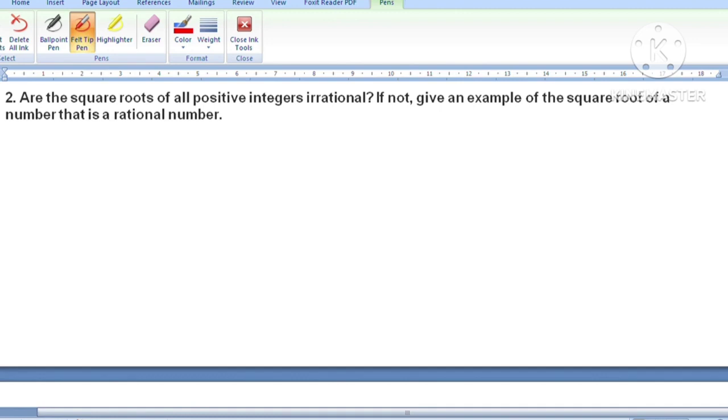So here we have to write the square root of the positive integer. We have to check whether that is irrational or rational. Let's take the square roots of positive integers from the start: square root of 1, 2, 3, 4, 5, 6, 7, 8, 9, and 10. Enough. So what is the square root of 1?